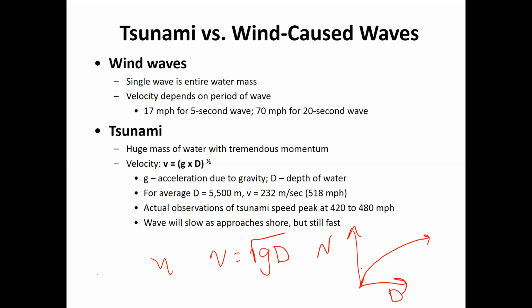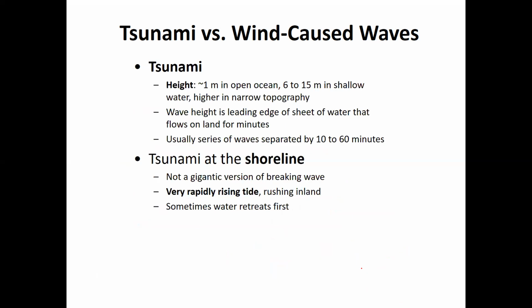For an average depth of 5,500 meters, or 5.5 kilometers, that gives us a theoretical velocity of 232 meters per second, which is 518 miles per hour. However, actual observations of tsunami speed peak at about 420 to 480 miles per hour. The wave will slow as it approaches the shoreline because the water depth decreases. But these waves travel extremely fast and can cover large distances in very short periods of time in the open ocean, where the water depth is very large.